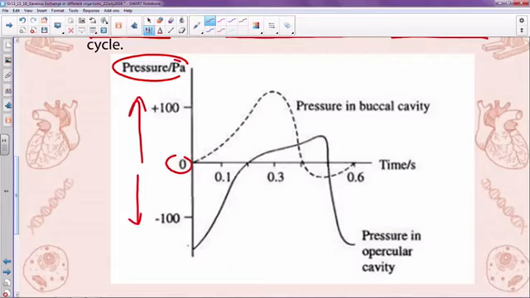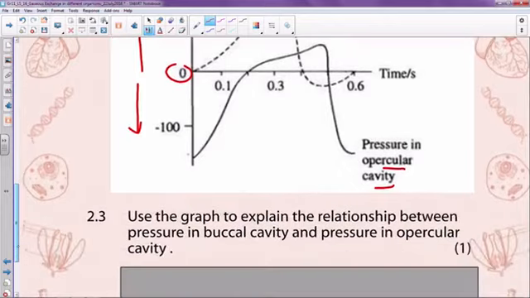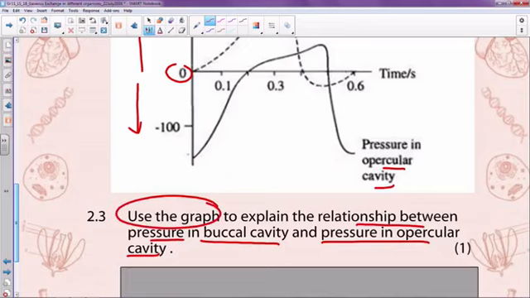One, the pressure in the buccal cavity, and the second graph, which is a continuous line, shows you the pressure in the opercular cavity. This time cycle is between 0.1 to 0.6 seconds. So use the graph to explain the relationship between the pressure in the buccal cavity and the pressure in the opercular cavity. What is important is that you use the graph to explain this relationship.